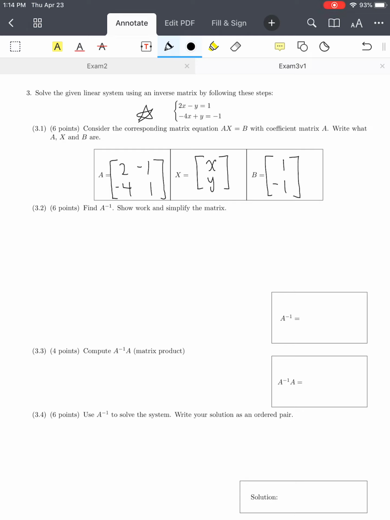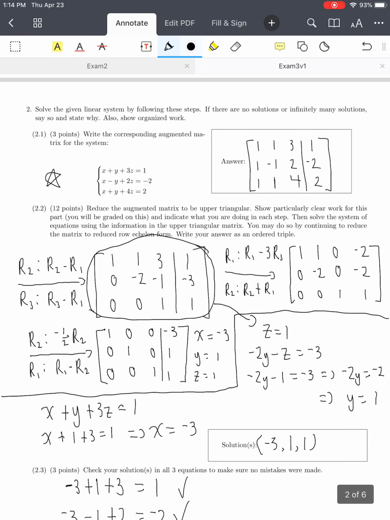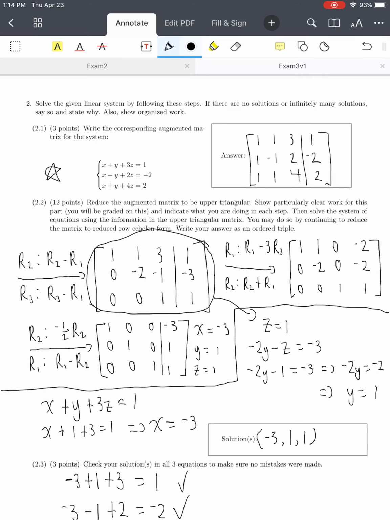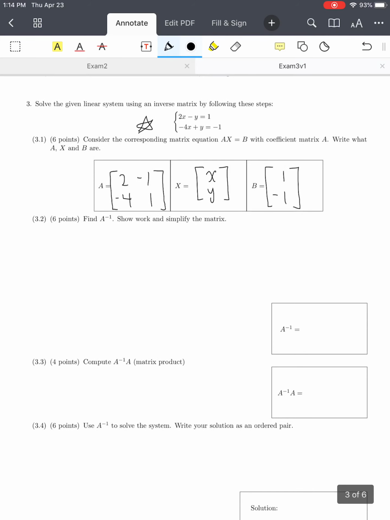So to find A inverse, we are going to augment A with the identity matrix. In the last problem, we augmented A with the solution space. That's to solve the problem itself. Here we're going to augment it with the identity matrix. So I'm going to say 2, negative 1, negative 4, 1, and then 1, 0, 0, 1. Okay, and here we are going to just use row operations to make the left-hand side the identity matrix.